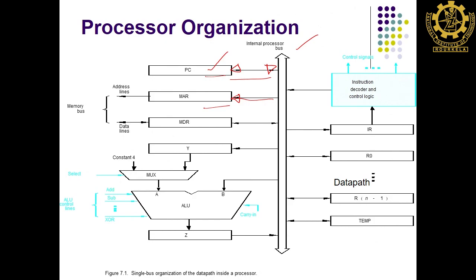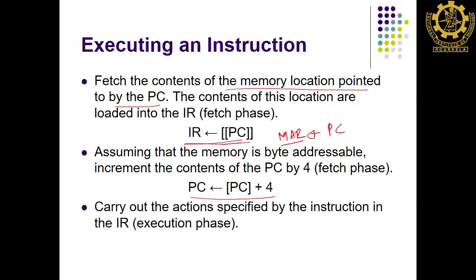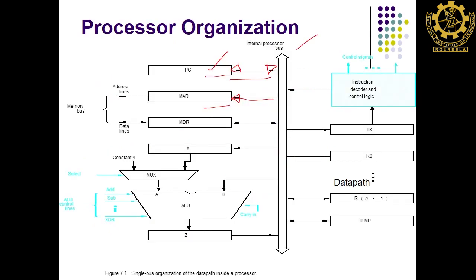Just understand that the program counter value will go to the MAR. I wrote that the program counter value will go to the MAR, so according to the diagram there should be a right arrow. And next, I said that the program counter value is getting increased. Therefore, it should be both ways.